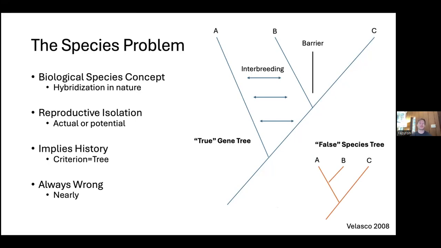And so again, this reinforces what I was saying before, that we have to think of species being defined phylogenetically as individual lineages that exist spatiotemporally. If we define species purely based on criteria, these criteria are oftentimes going to imply histories. They're going to imply trees or phylogenies that will almost always be incorrect with respect to the true evolutionary history if we had full knowledge of that.